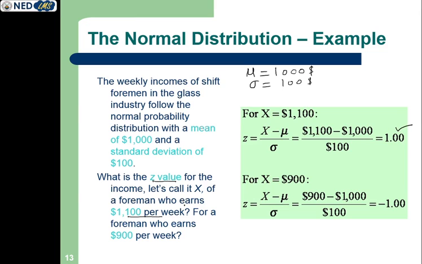Now for a foreman who earns $900 per week, this is the value of x. Write the formula x minus mu upon sigma, put in the values and solve, and you get minus 1.0. So this is the method by which you convert to z, not to probability.